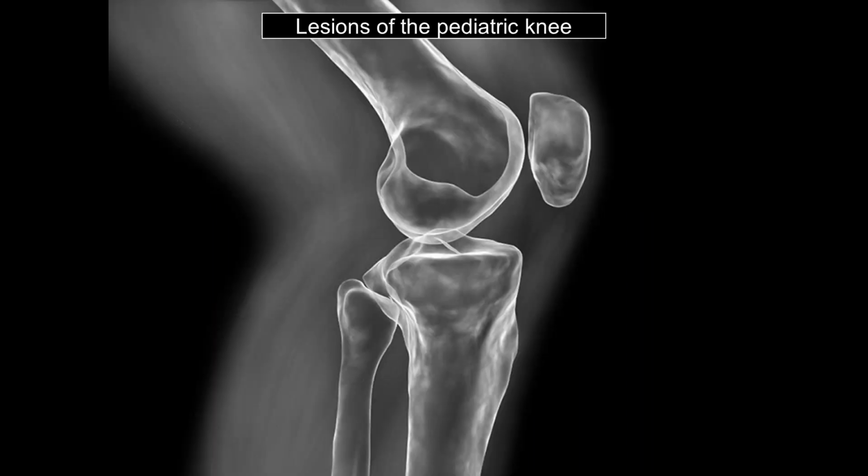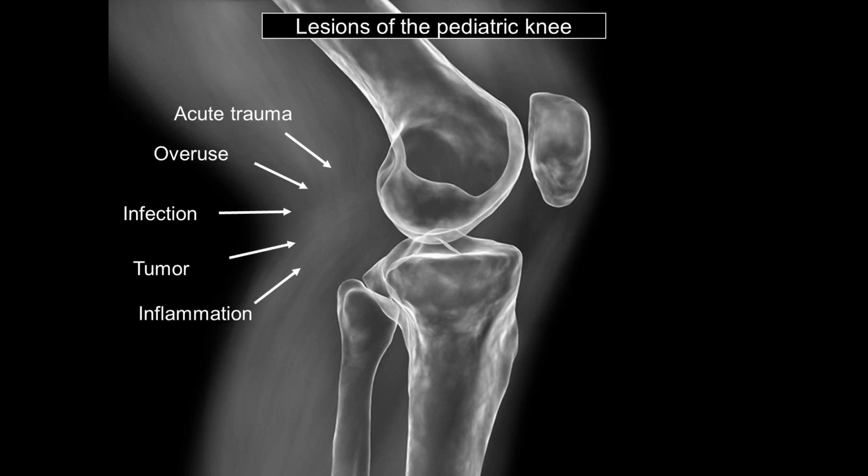So a lot of lesions may be seen in the pediatric knee, all of which may need MR imaging. So of course we have acute trauma, which is probably most seen. We have the overuse injuries, but also infection may occur.